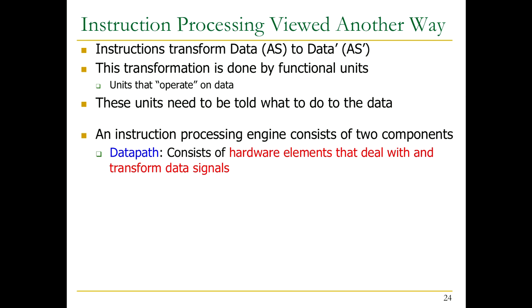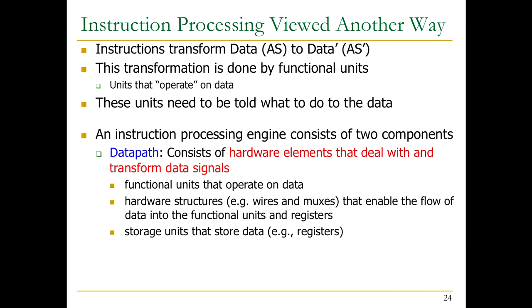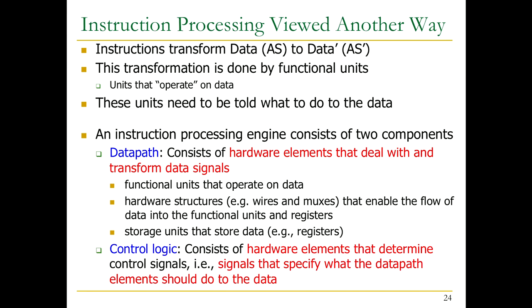We have the data path component. Data path component basically consists of hardware elements that deal with and transform the data signals. Right? These are the functional units, hardware structures that enable the flow of data into the functional units, like wires and muxes, and the storage units that store data, like the registers and memory. This is all data path, and you know this, that's why I'm going through this fast.